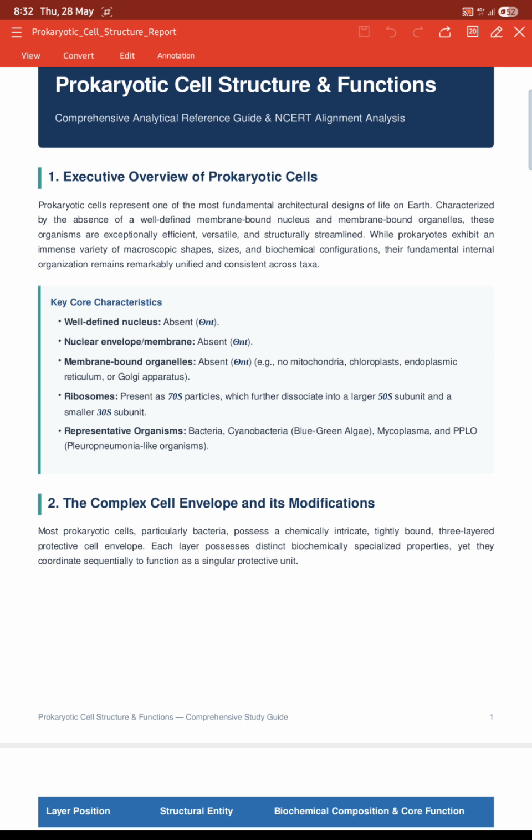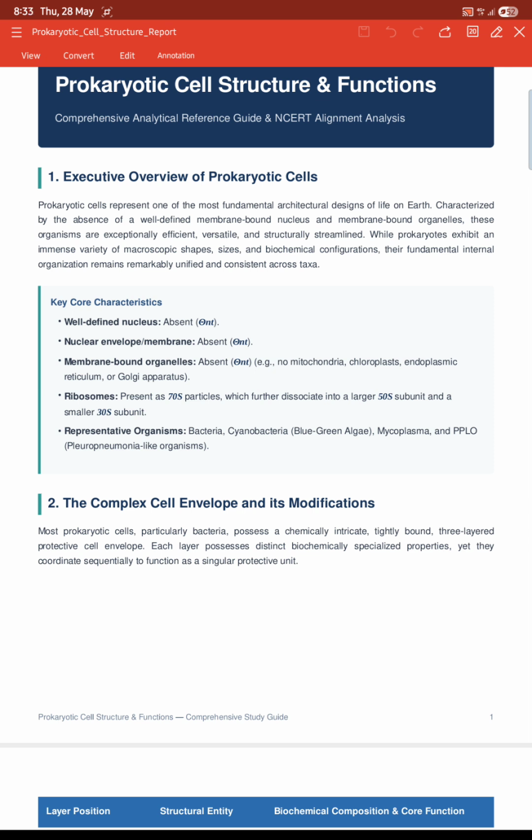Let me read first. Prokaryotic cells represent one of the most fundamental architectural designs of life on the earth, characterized by the absence of well-defined membrane-bound organelles and a membrane-bound nucleus. These organisms are exceptionally efficient, versatile, and structurally streamlined. While prokaryotes exhibit an immense variety of microscopic shapes, sizes, and biochemical configurations, their fundamental internal organization remains remarkably unified and consistent across the taxa.